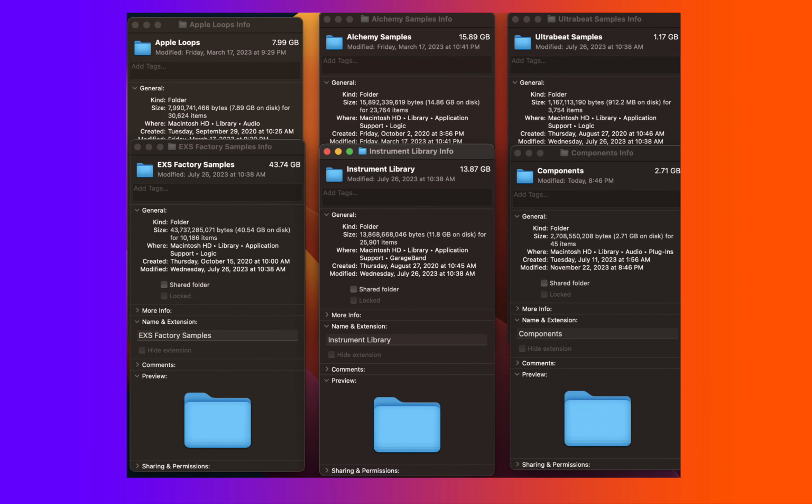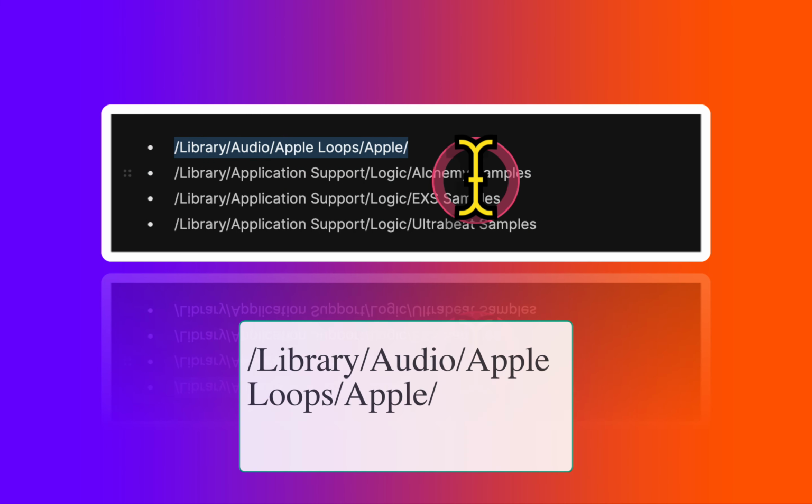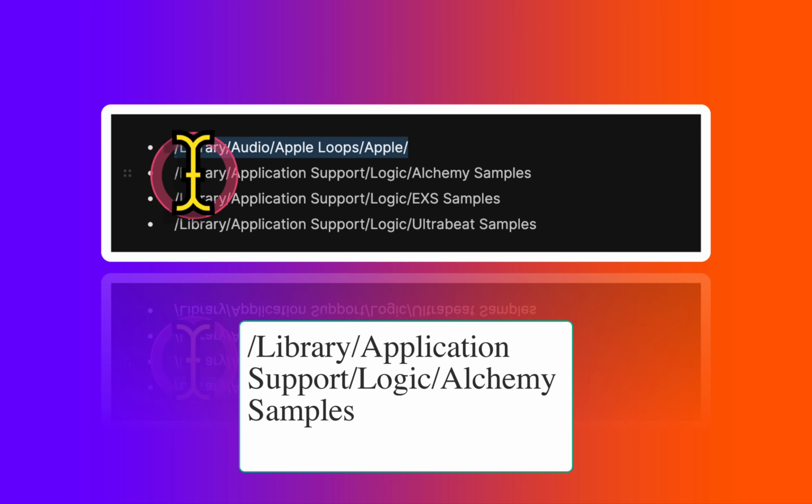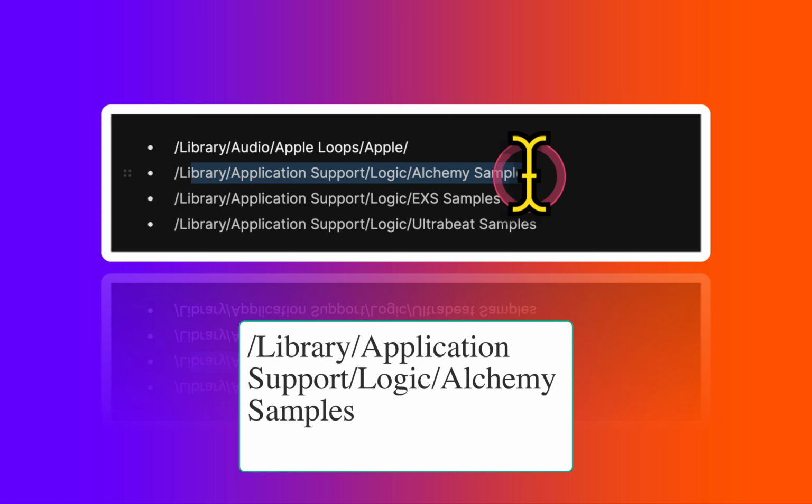The sound library files can be found in several locations on your computer. In particular, these folders are Library, Audio, Apple Loops, Apple. So these are all the Apple loops. This is about 8 gigabytes of information. Then you have Computer, Library, Application Support, Logic, Alchemy Samples, and that's about 18 gigabytes more or less.